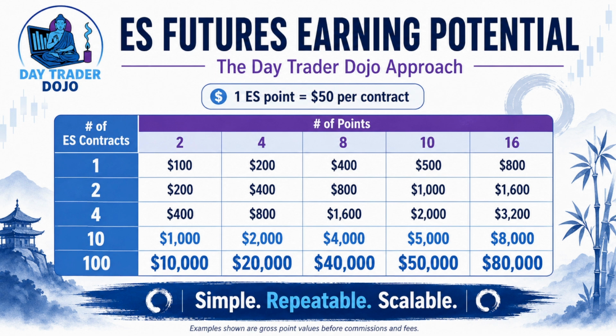I trade with NinjaTrader, so you can research ninjatrader.com. Just do a search for NinjaTrader and you'll see what they're all about. And if you did those 4 points with 10 contracts, that would have paid you $2,000. So that's how the points work.